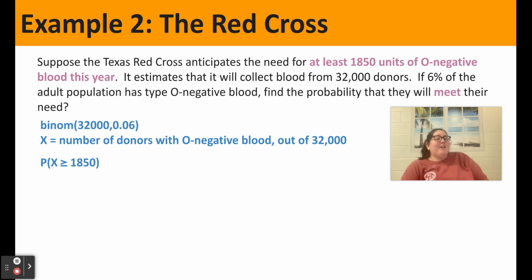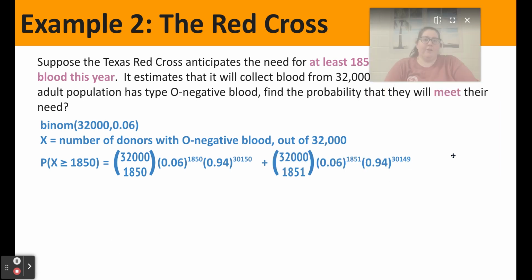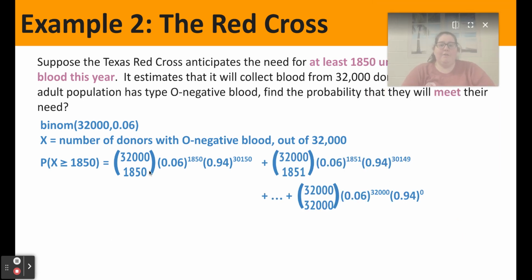But that would take a very, very long time. My calculator shortcut of Binom PDF is no longer really a shortcut. It's not helping to figure out that probability using that method. So this is me showing the formula part of starting at 1850 and going all the way to 32,000. But this is where I'd want to use the work backwards trick, right?